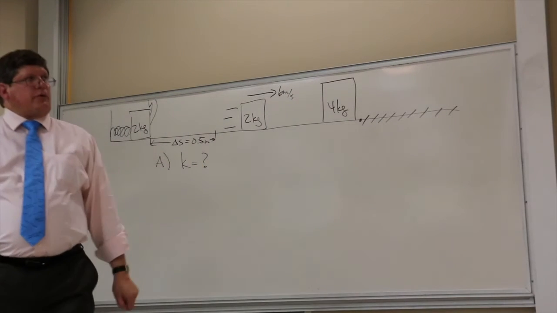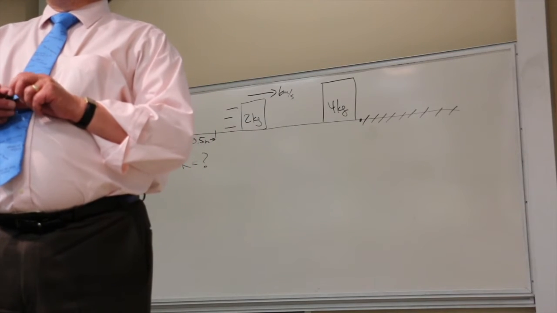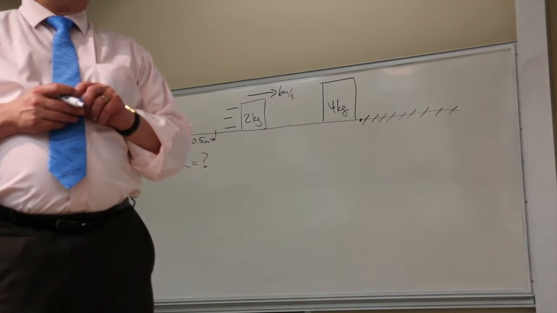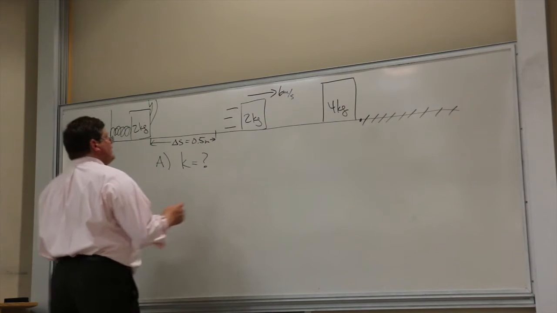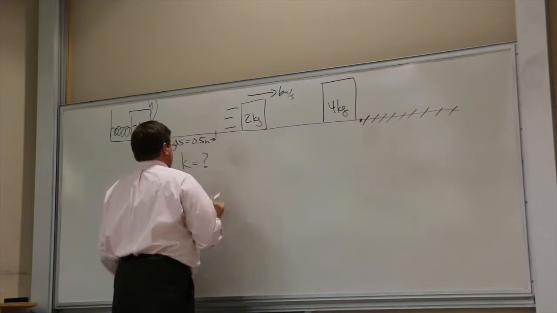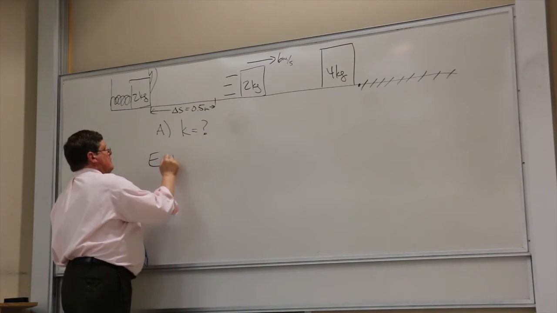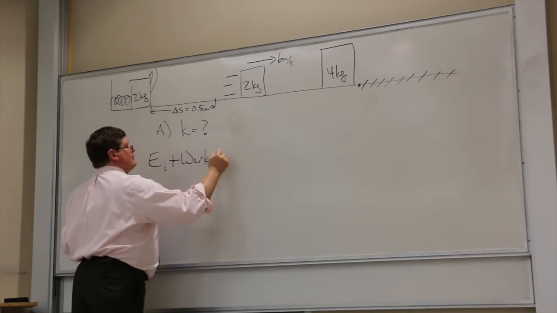Now, if you look at those equations on the right for momentum and impulse, do you think we're going to find a value of K there? Yeah, that's just not the way to go. This is an energy problem, and that means we start with energy initial plus work external is equal to energy final.